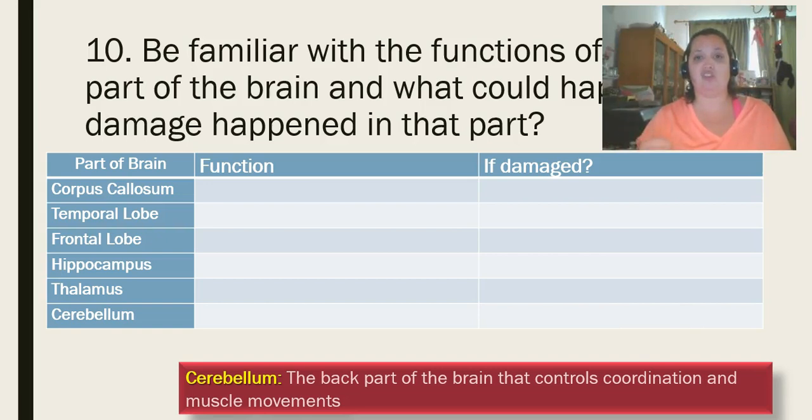But your cerebellum is the one who coordinates things like a sneeze. It's not like you stop and go, okay, first I'm going to inhale, then I'm going to expel air through my nose. No, your cerebellum's the one who controls things like that. If it's damaged, you might have trouble with anything that involves coordination: walking, waving your hand, clicking your mouse, writing, anything like that.